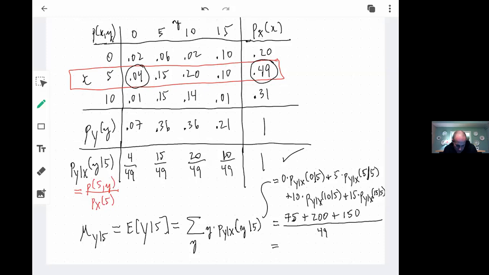All right, so what do we get here? Well, we get 350 plus 75 is 425 over 49. Okay, so 425 over 49. That is our mean. Okay? All right. Good stuff.